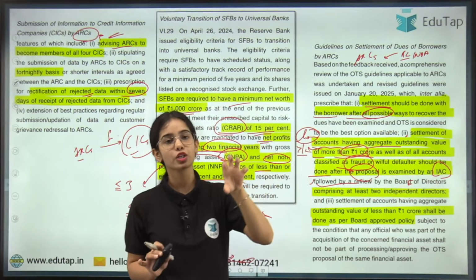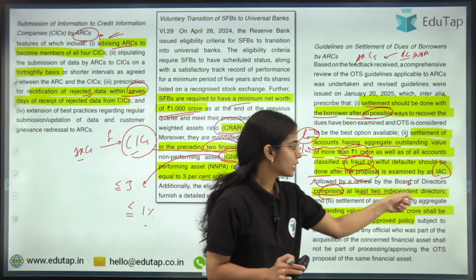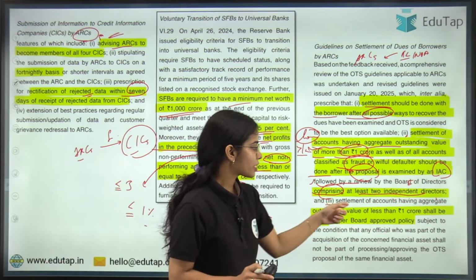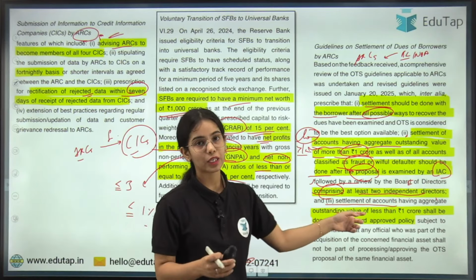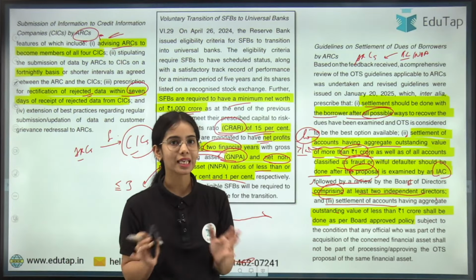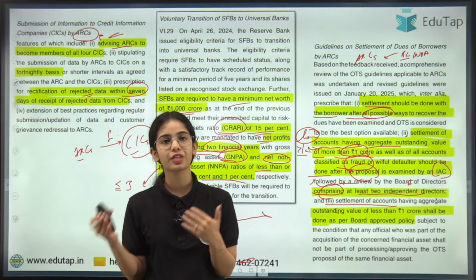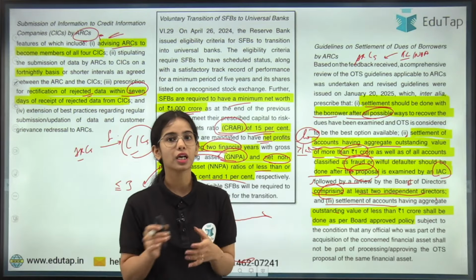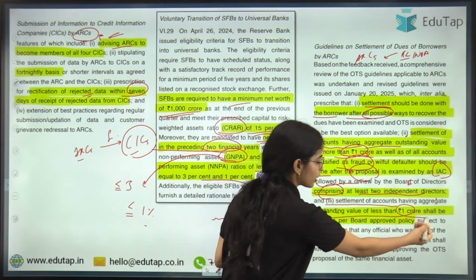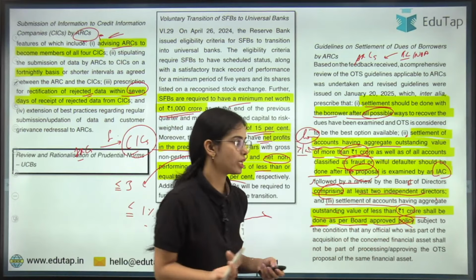The board of directors should comprise at least 2 independent directors. Okay. Now, settlement of accounts having aggregate outstanding value of less than 1 crore. If the outstanding value of the loan is less than 1 crore, in that case there is no need for the independent advisory committee or the review by the board of directors with independent directors. There is no such need. But in the case the settlement is happening for an outstanding value of less than 1 crore, it shall be done as per the board approved policy. Okay, this is the idea.